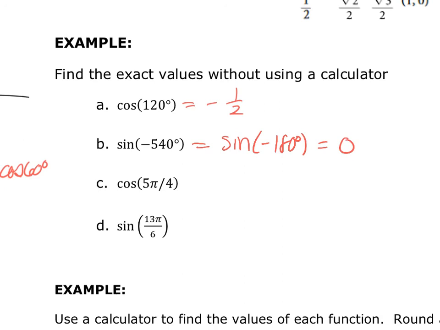5 pi over 4 has a reference angle of pi over 4. It's in quadrant number 3, so this is negative cosine of pi over 4, which is negative square root of 2 over 2.